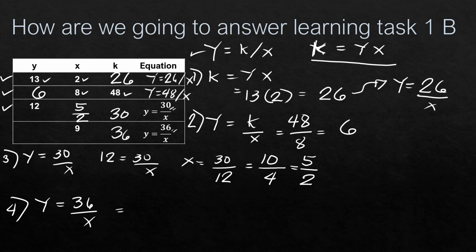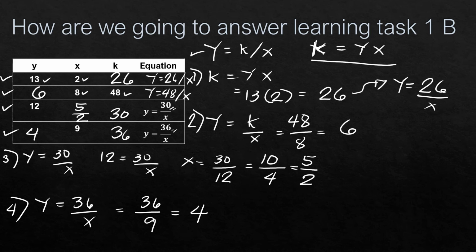Then, we have y is equal to 36 over x, which is 9. So, 36 divided by 9, the value of y is 4. And we're done now. So, I hope naintindihan po natin kung paano natin sasagutan yung learning task 1 natin on our module for lesson 1.